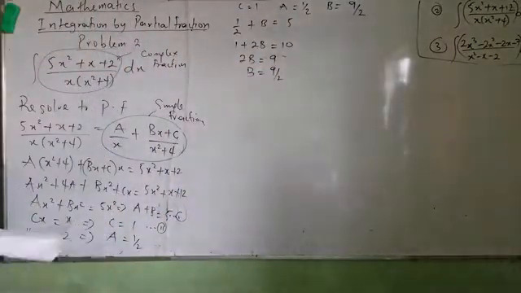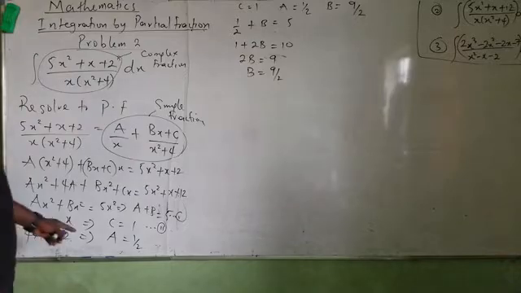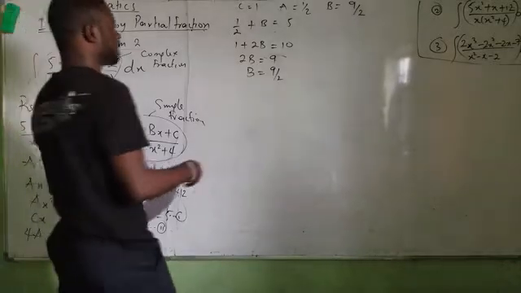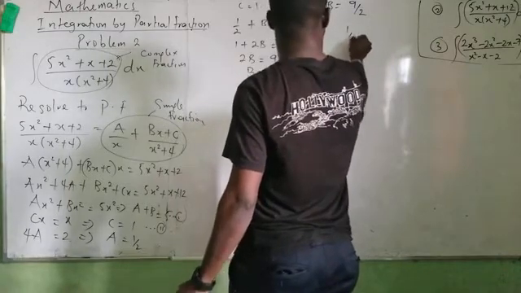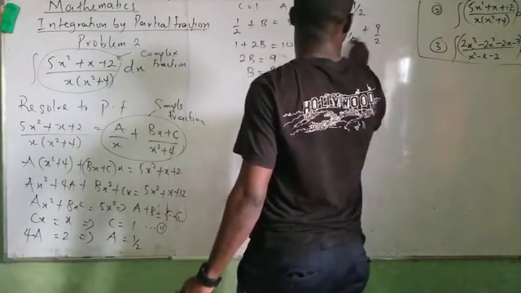Now, I want to just test: 1 over 2 plus 9 over 2, which is going to be what?